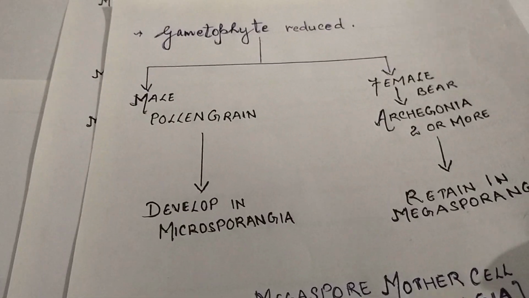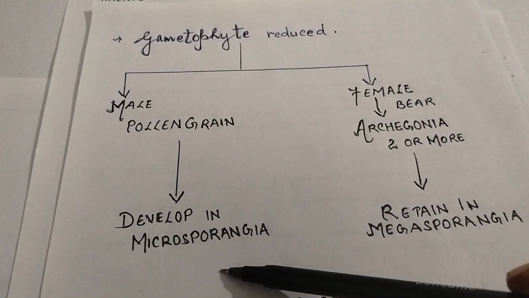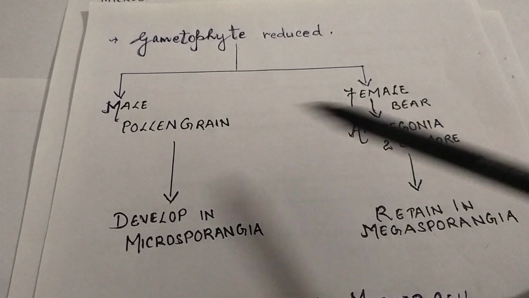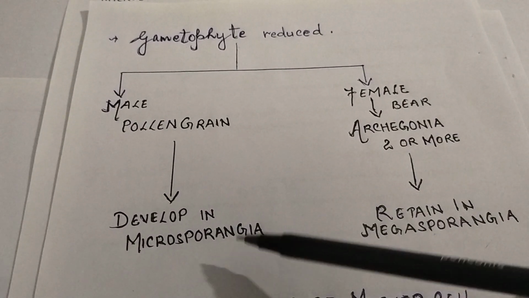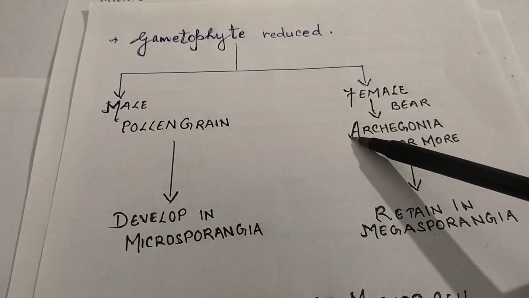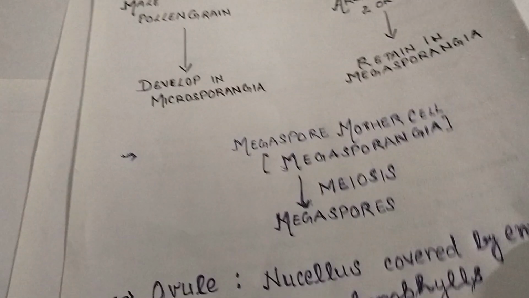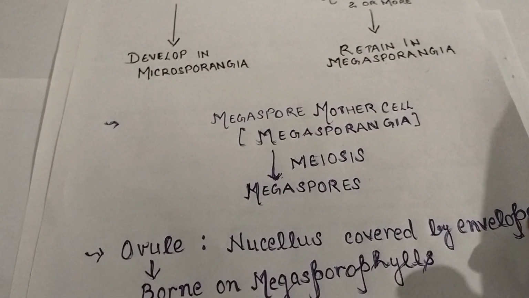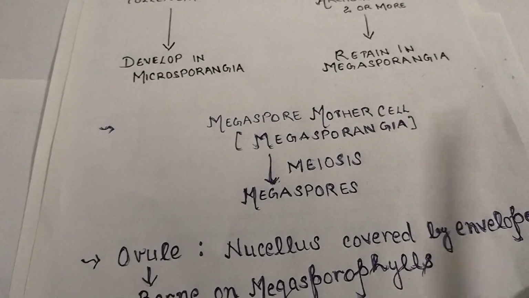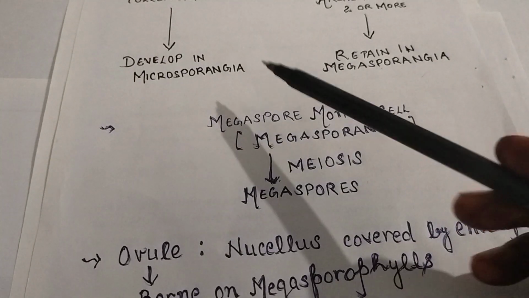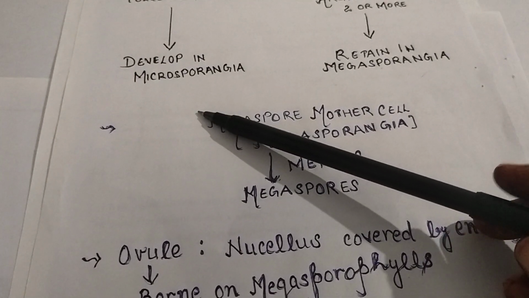Archegonium. Okay, how is the pollen grain developing in the microsporangia? It will be released from the microsporangia and it will travel up to the ovule. And where is this ovule? The ovule is inside the megasporangia. And how will it travel? It will travel with the air currents.